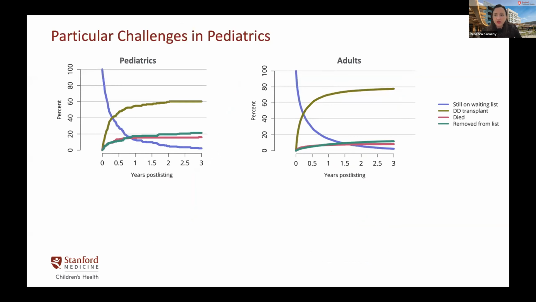And as everyone on this call will know, we have particular challenges in our pediatric patients, although survival on the wait list, so this is survival to transplant on the wait list. And as you can see, the green bar are those patients who are successfully transplanted. This is from the most recent 2019 report. We have unfortunately higher rates of death on the waiting list or removal from the wait list, and most of these patients unfortunately do go on to pass compared with adults.